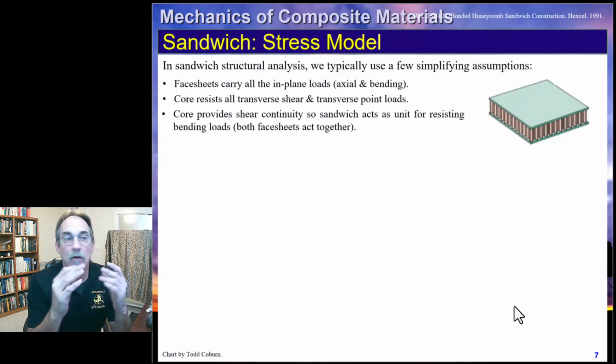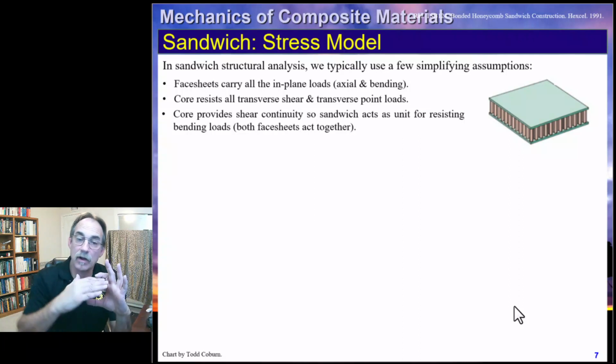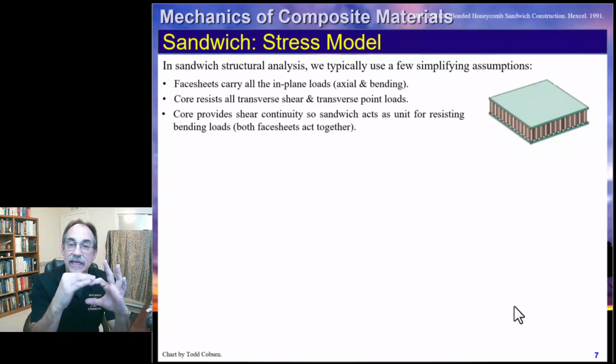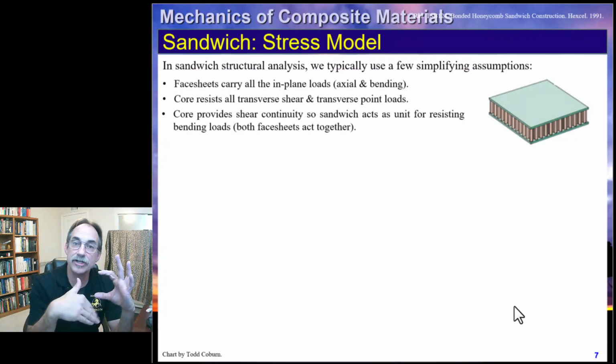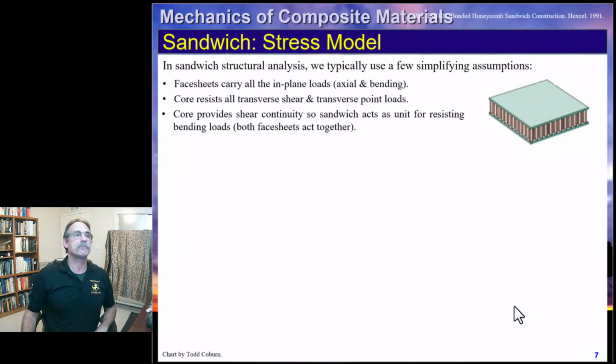And then reminding ourselves that it's the core that provides shear continuity. So it's critical that the core is attached to the face sheet continuously enough, and it has enough shear rigidity and strength so that it forces the upper face sheet and the lower face sheet to act as one. So the upper face sheet can carry in-plane loads, the lower face sheet can carry in-plane loads, the core can take those transverse loads, and it transfers that shear from top to bottom so that they act as a single bending member. Okay? Critical idea.